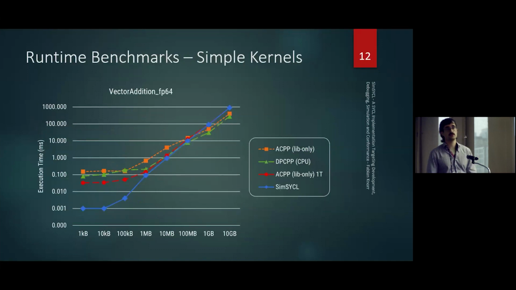Now, just to show some performance benchmarks. Like I said, performance is not a priority, but still you want to be able to execute your SYCL program with a small problem size. We still want it to complete eventually in order to see whether the results that you get make any sense or not. So this is for a very simple benchmark. We do the vector addition double precision benchmark from SYCL and we run it with SimSYCL, Adaptive CPP with the library-only implementation and with the library-only implementation constrained to a single thread, and also with DPC++ and the OpenCL CPU backend.